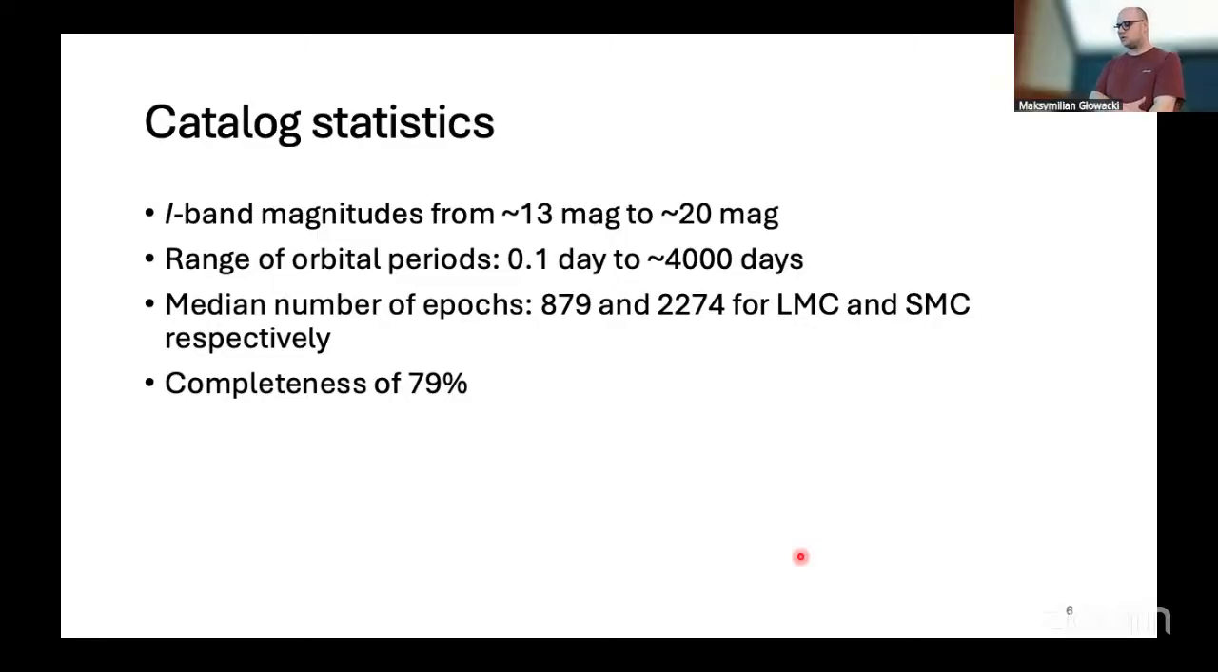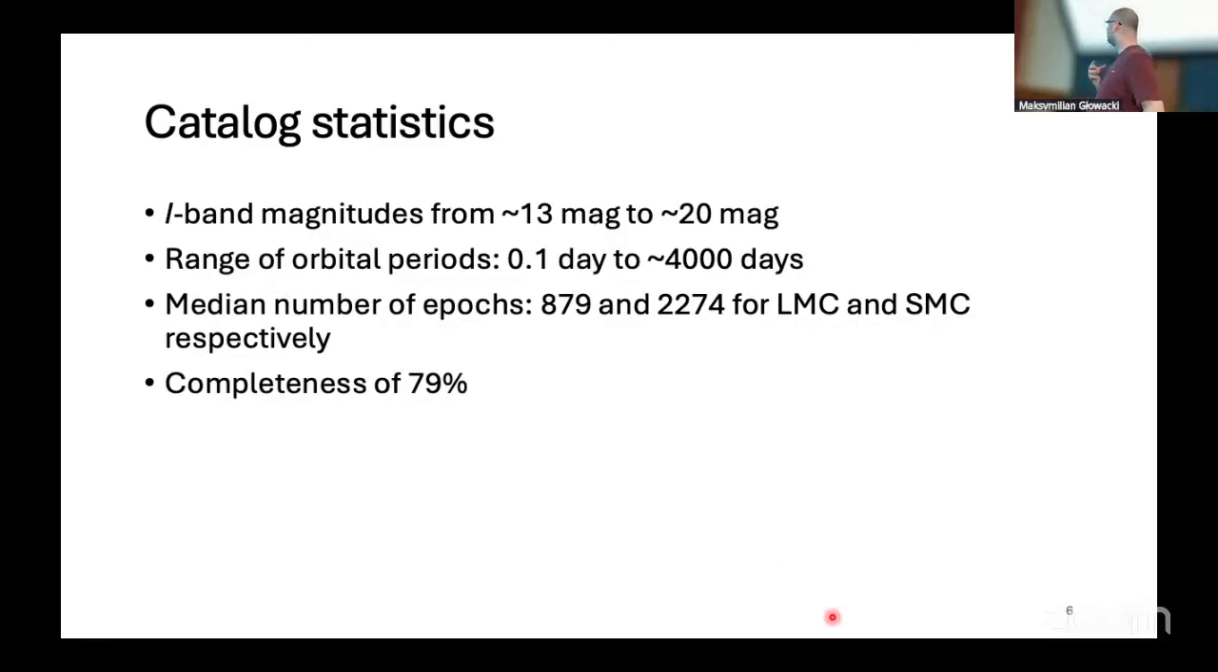It's worth noting that the maximal number of epochs for SMC is around 2,500. So basically for half of the objects, we have more than 2,000 data points. And the completeness of our catalog, we estimated about 79%, which is a very good result.